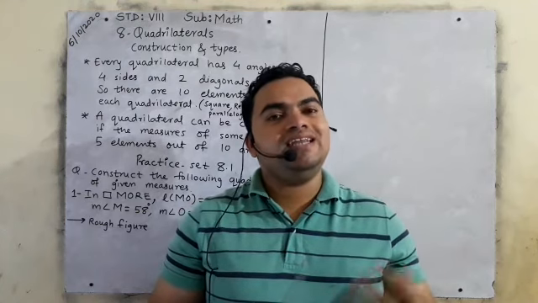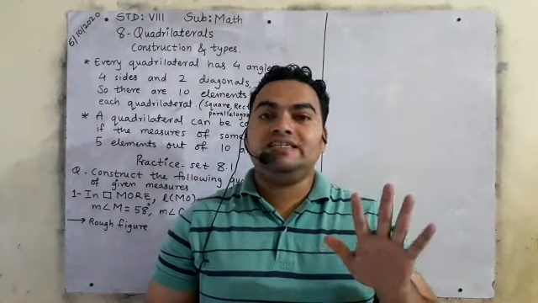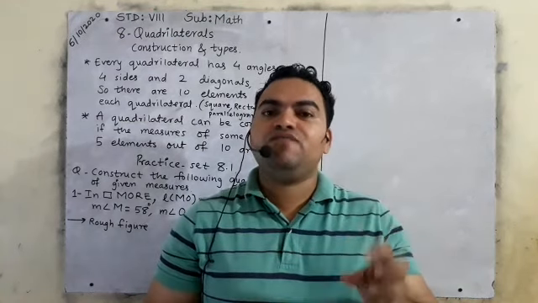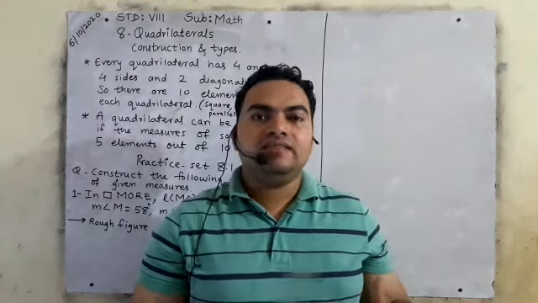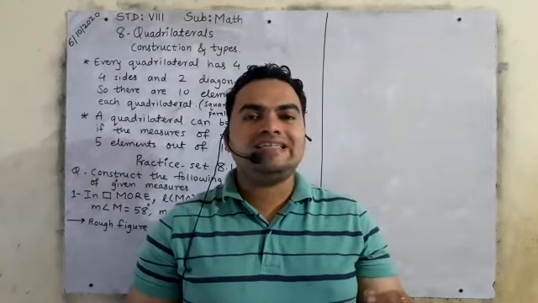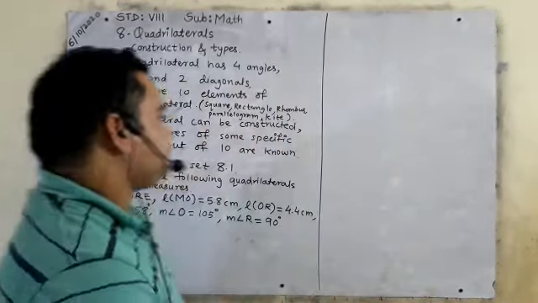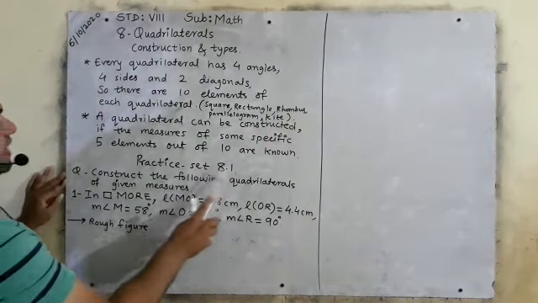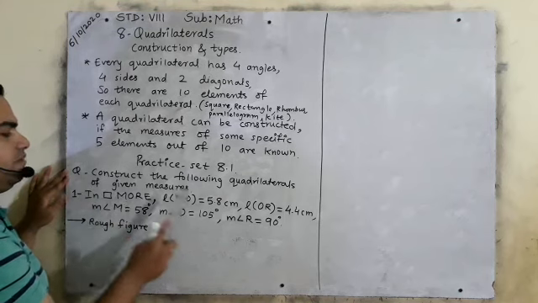And to draw any quadrilateral, minimum we want 5 elements out of these 10 elements. Okay, if you have 5 measurements of 5 elements, then you can draw any quadrilateral easily. So just look at the board. The example I will take is practice set 8.1 only. Practice set 8.1 question: construct the following quadrilaterals of given measures.